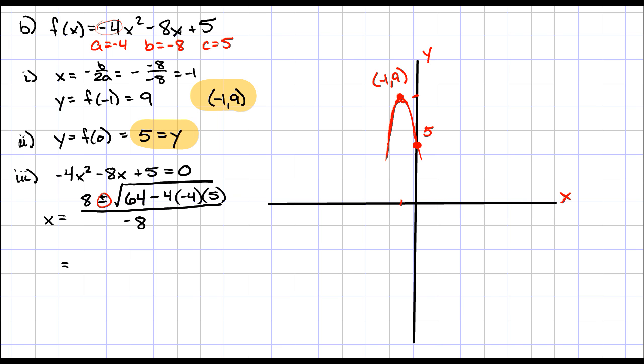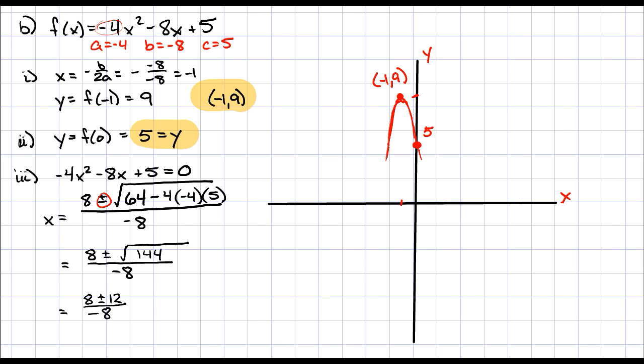So continuing on a little bit. I'm going to simplify everything under the square root. And if you go through and calculate that, 64 minus 4 times negative 4 times 5, that turns out to be 64 plus 80, or 144. And in fact, that is going to simplify to 8 plus or minus 12 over minus 8. So that's going to give me two solutions. One where I use the plus and one where I use the minus.